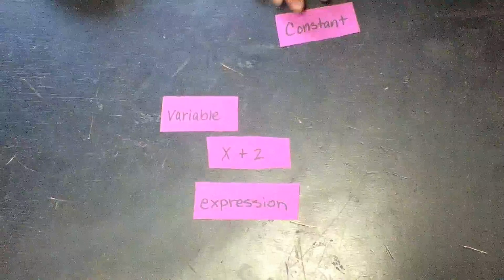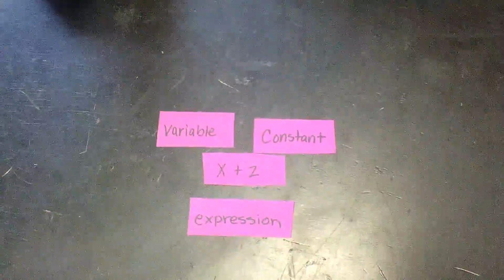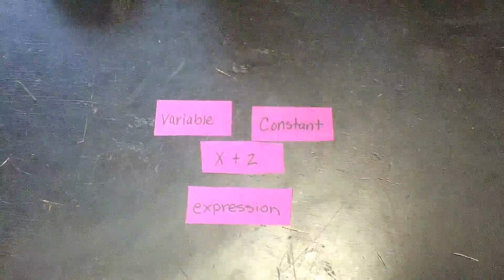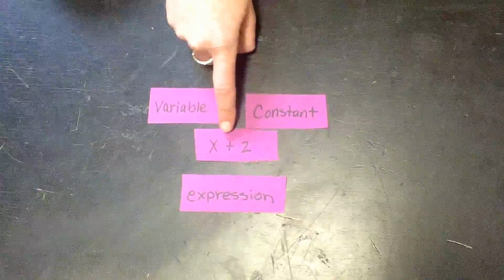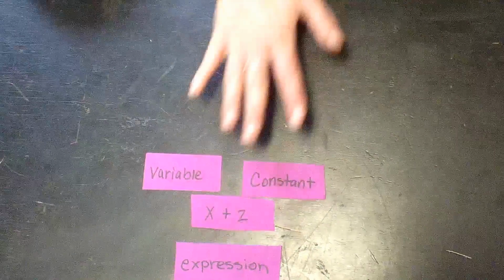The 2 is what we call a constant. It remains constant in the problem regardless of what's happening. And then of course the plus in the middle is an operation. So let's take a look at this as a concrete model.